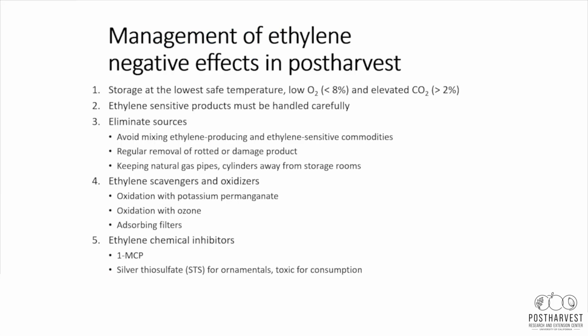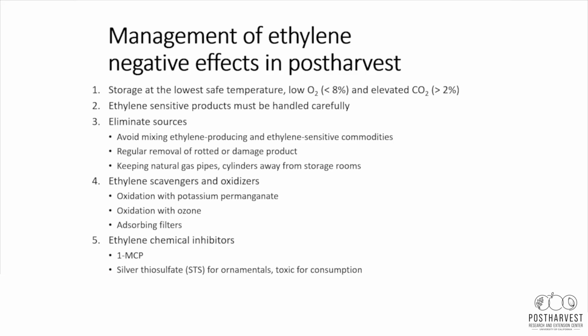And wrapping up this presentation, I will say again, storage at the lowest safe temperature and low percent of oxygen, less than 8%, and high CO2, 2% or more, is very important. You should handle ethylene-sensitive products very carefully. You should eliminate sources of ethylene, like avoid mixing ethylene-producing and ethylene-sensitive crops. You want to have a regular removal of rotten or damaged product. You want to keep gas pipes and cylinders away from your storage rooms because these can be a source of ethylene.